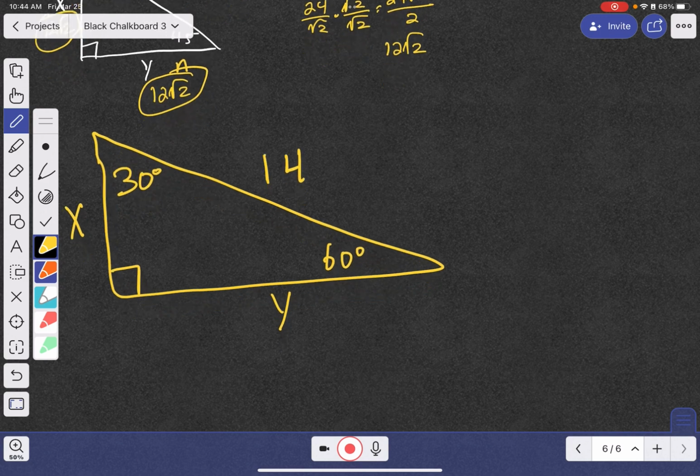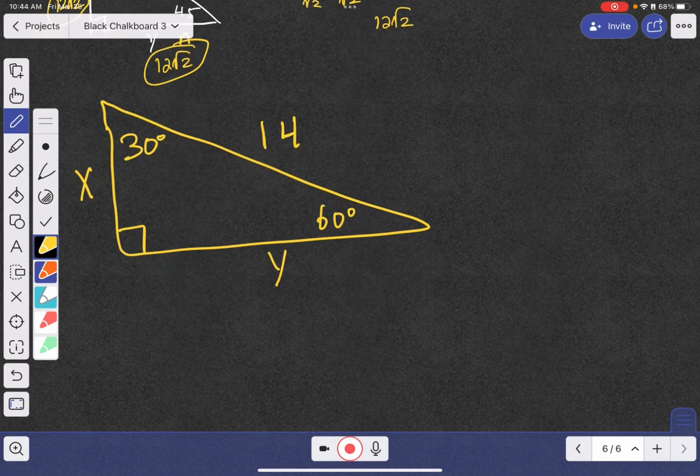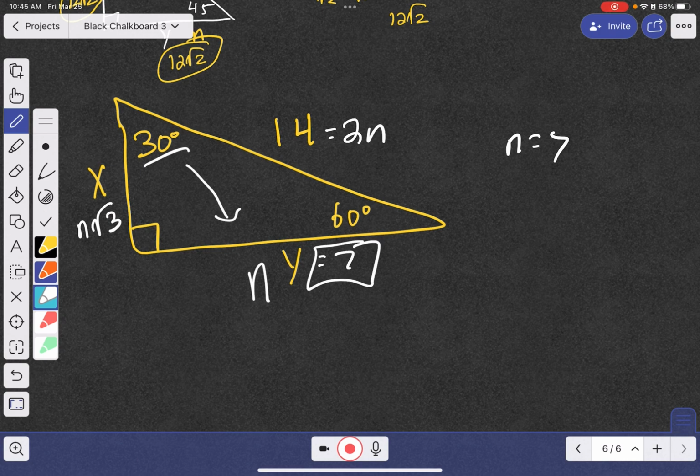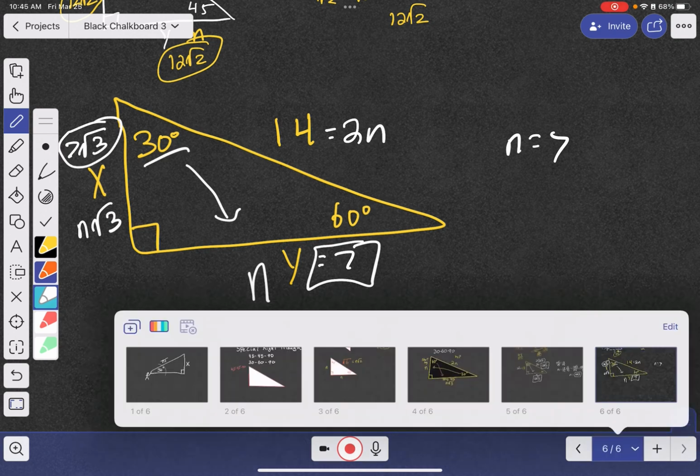All right, so let's label the sides. Are we good? Need a couple more seconds? So the short leg, opposite the 30, I know it looks like the longer one here, but whatever, that's n. The hypotenuse is 2n, and the long leg is n times the square root of 3. So we have 14 equals 2n, so n equals 7. So that makes my y value 7, and my x value 7 times the square root of 3.